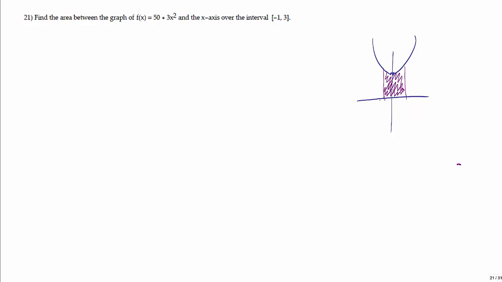Okay, so notice that the function f of x is above the x-axis. So that means I'm going to have f minus 0. That's what I'm taking the antiderivative of. If it had been below the x-axis, I would have to use negative. Okay. So the definite integral I want to set up for my area is going to be the definite integral from -1 to 3 of f of x. So 50 plus 3x squared.